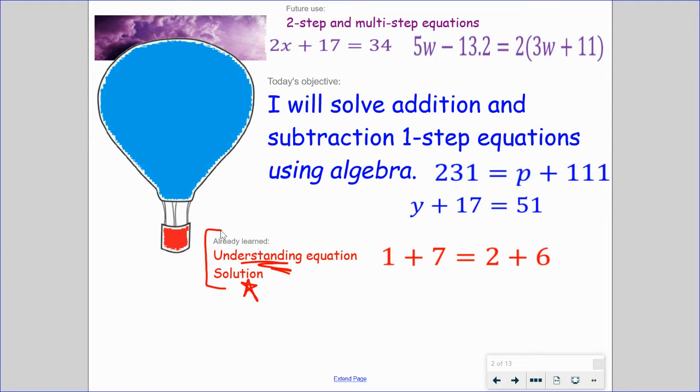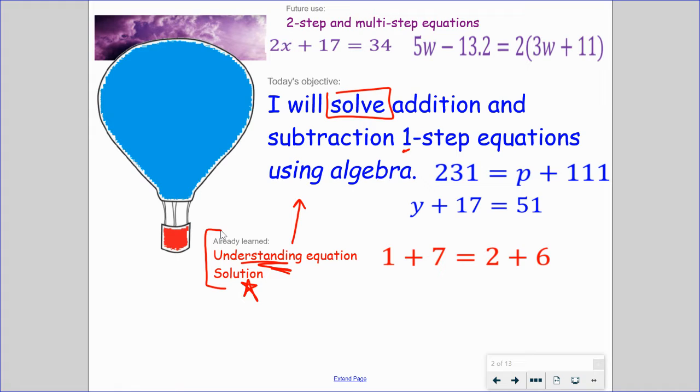And how about that word solution? That's not something we talk enough about in 5th and 6th grade. We'll talk a lot about it in 7th grade. Now, using that action word, we're going to solve addition and subtraction one-step equations.